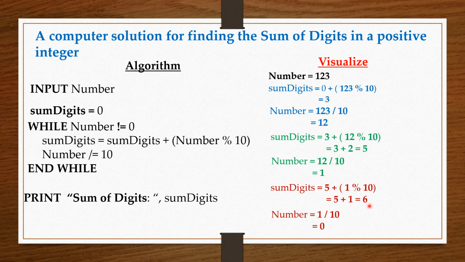You can see that the user's number was 123. So what we did was that we took the 3, we stored it in SumDigit, then we took the 2, added it to the 3 we have stored already, making 5. Then later we took the 1 and added the 1 to the 5, making 6. And after that, there were no digits left. So that is why the number became 0. And because of that, we were not able to execute this while loop.